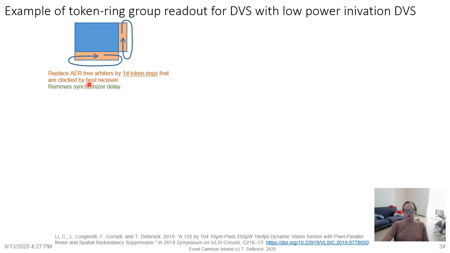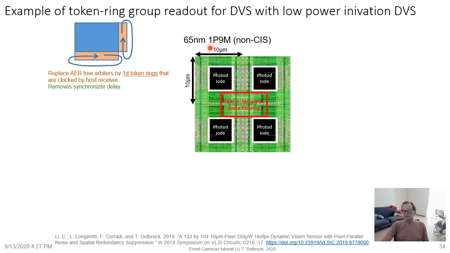And these token rings are clocked by the host receiver at high frequency. And so one immediate advantage of this is that it removes the synchronizer delay, because now the host that's receiving the data, like with a regular image sensor, is in command of the transaction and is simply scanning for data coming from the sensor. And so the pixels in this chip are built in 65 nanometer, 1 poly, 9 metal, non-CMOS image sensor process. So it's a prototype.